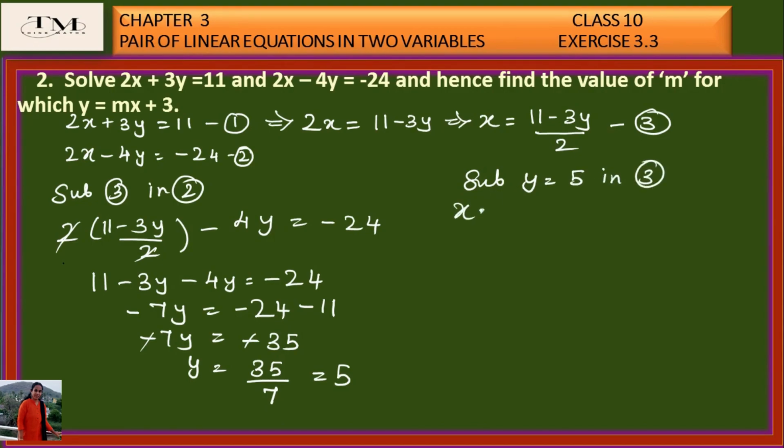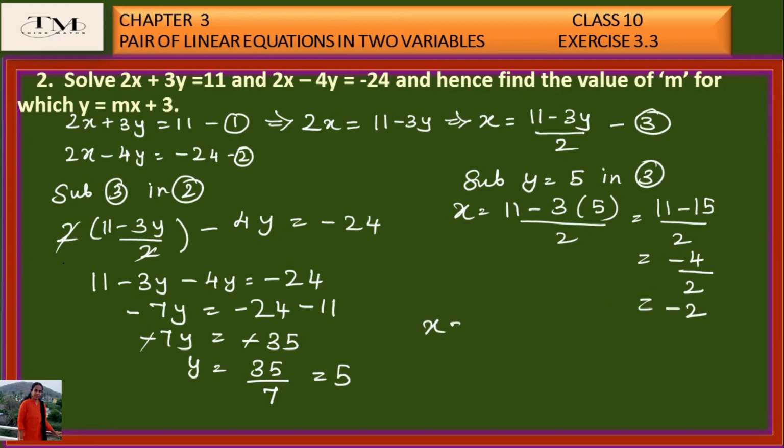So x is equal to 11 minus 3 into 5, divided by 2. So it is 11 minus 3 into 5, which is 15, divided by 2. So 11 minus 15 is minus 4. Because the negative sign is for the bigger number, we will get the answer in negative. So minus 4 divided by 2 is minus 2. So we got x is equal to minus 2 and y is equal to 5.